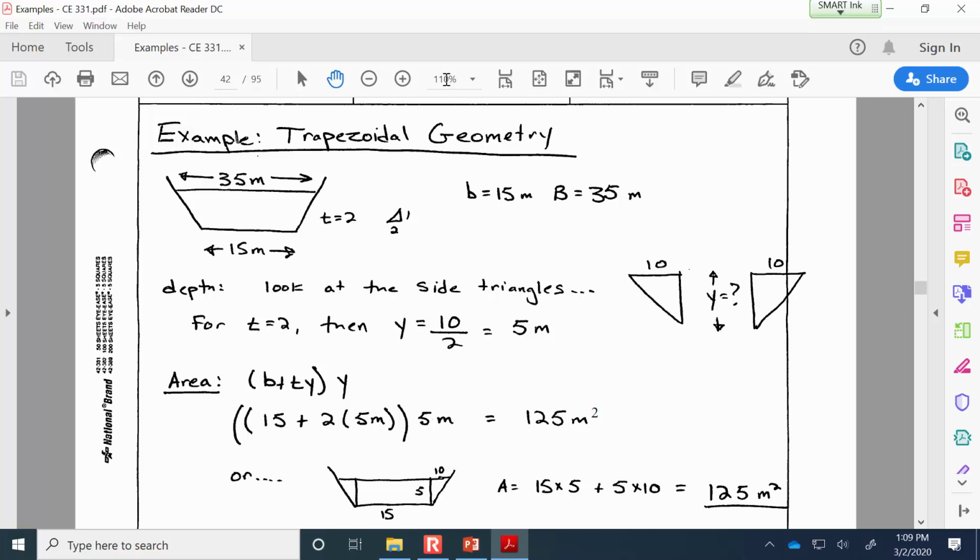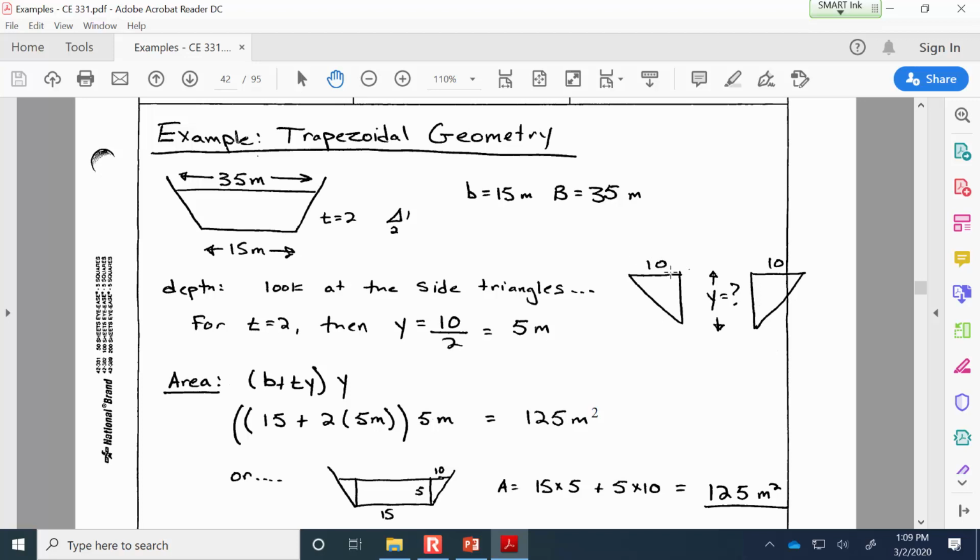Okay, just to jump ahead a little bit, I want to point out that the top of this triangle on the side is going to have a distance of 10 meters because the total length of the top is 35. 15 of that is directly above the bottom of the channel, so there's going to be 20 meters that's not directly above the channel, so that would be 10 on each side.